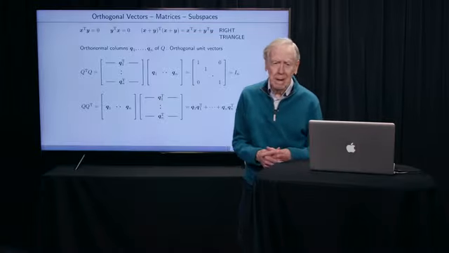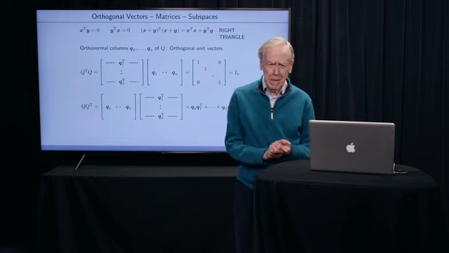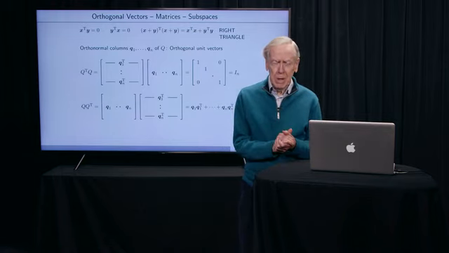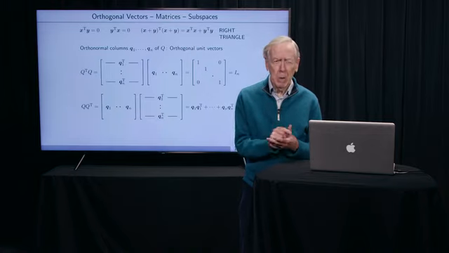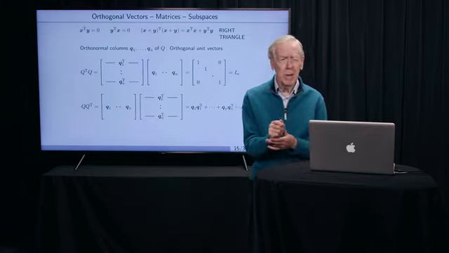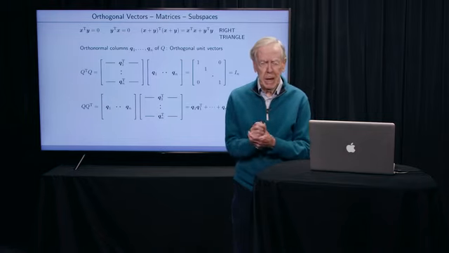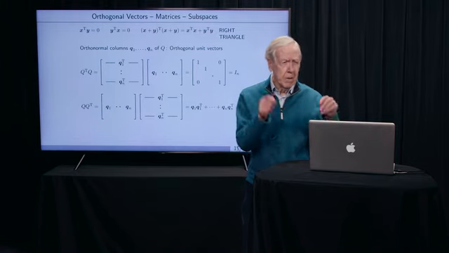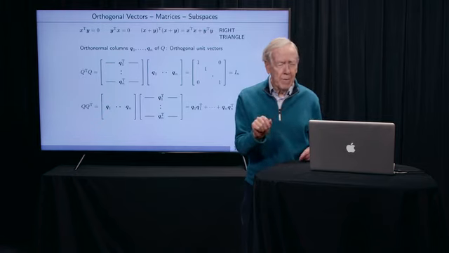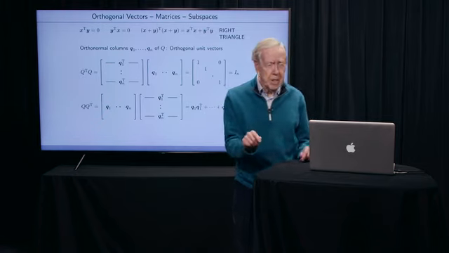Okay, ready for part 3 of this vision of linear algebra. So the key word in part 3 is orthogonal, which again means perpendicular. So we have perpendicular vectors. We can imagine those. We have something called orthogonal matrices.